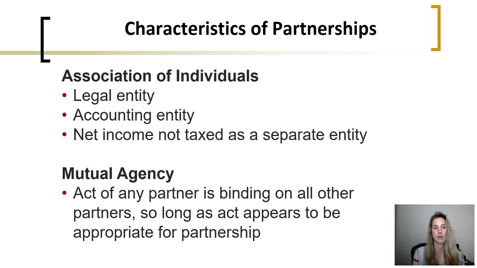Characteristics of a partnership include the fact that it's an association of individuals. It is a legal entity. It is its own distinct accounting entity. And the net income is not taxed as a separate entity. In other words, the net income is taxed through the owners. Mutual agency means an act of any partner is binding on all other partners, so long as the act appears to be appropriate for the partnership.